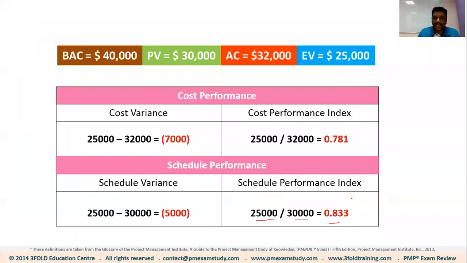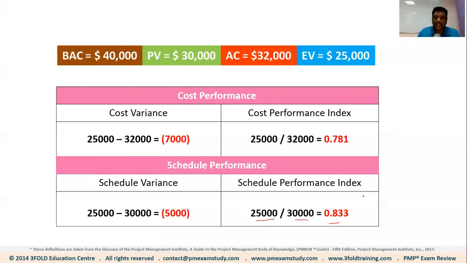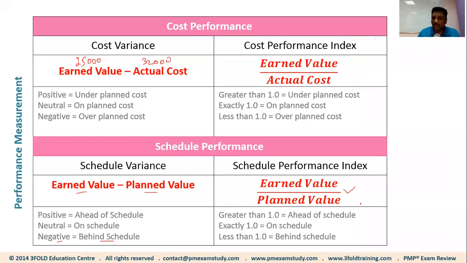So SPI is 0.833. Okay, so 25,000 over 30,000 is going to be 0.833. What does that mean again? If any index value is less than 1, the performance is poor, right? So what does 0.83 mean? You are behind the schedule.